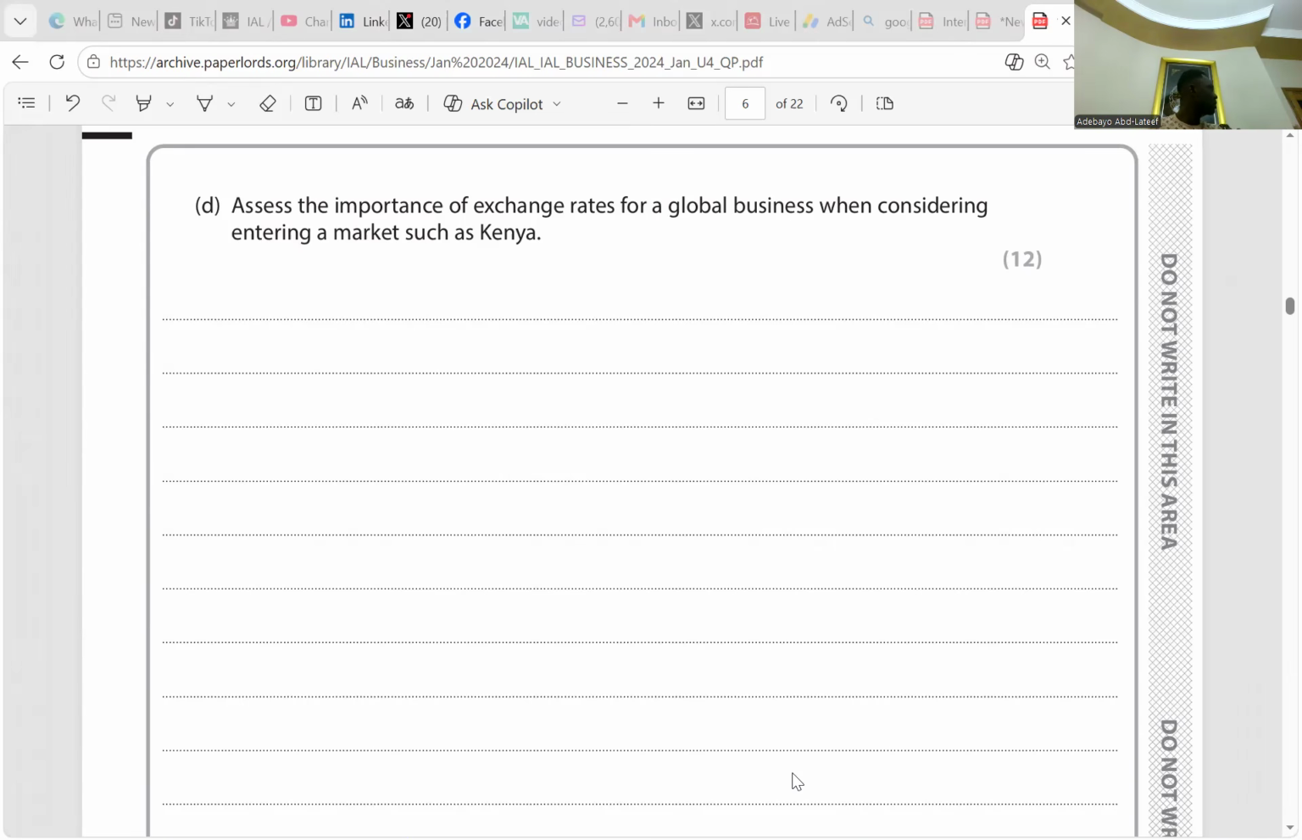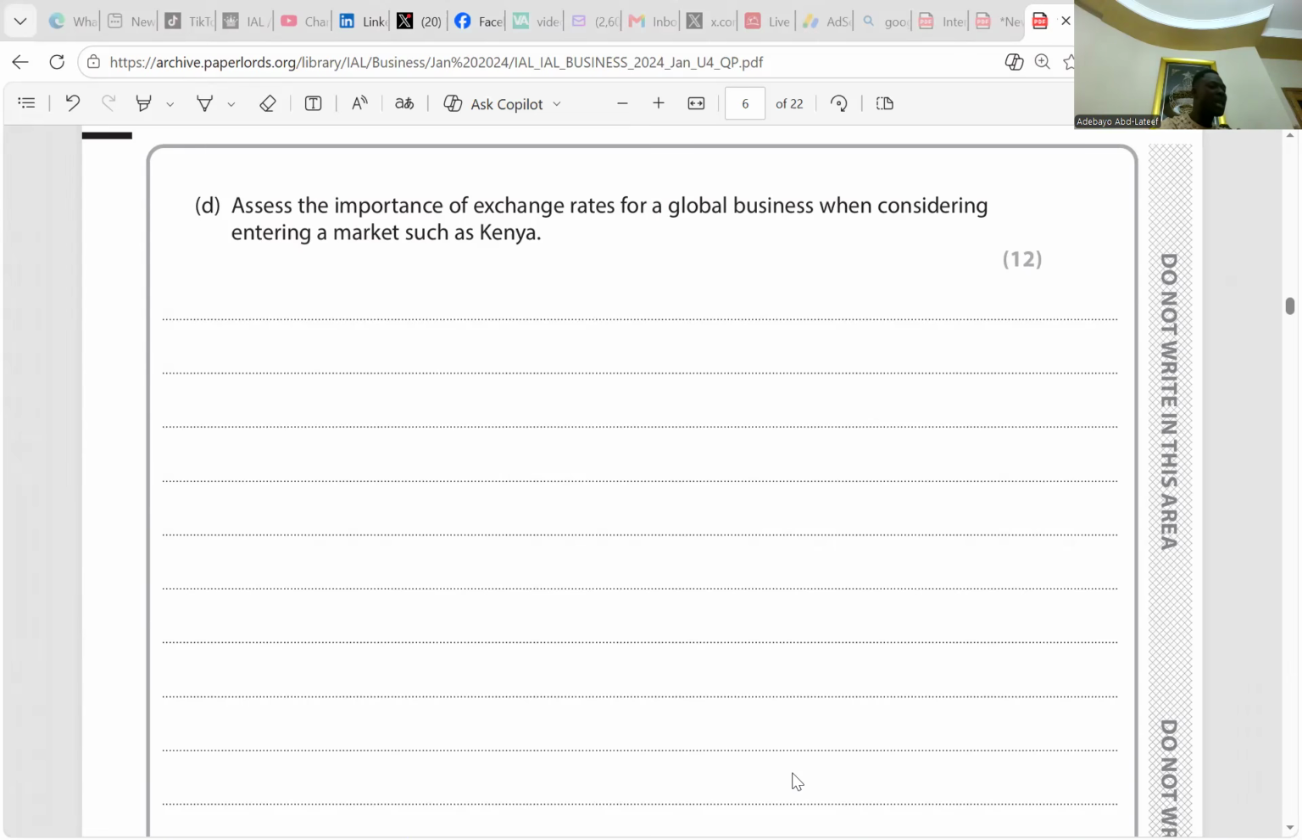Currency depreciation now. Depreciation means the value of the currency is going down, yes or no? That makes exportation cheaper, but importation becomes expensive. Yes or no? This will in turn make importation expensive. Therefore, a new business entering Kenya may witness a fall in the demand for its products, because importation is expensive going to Kenya.